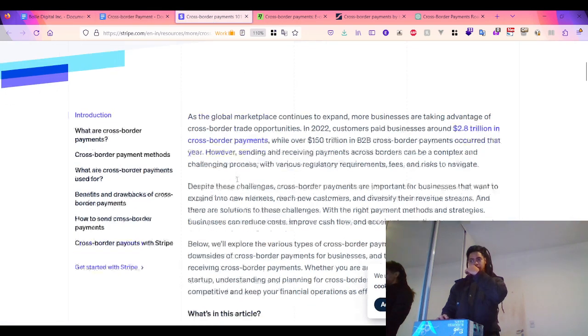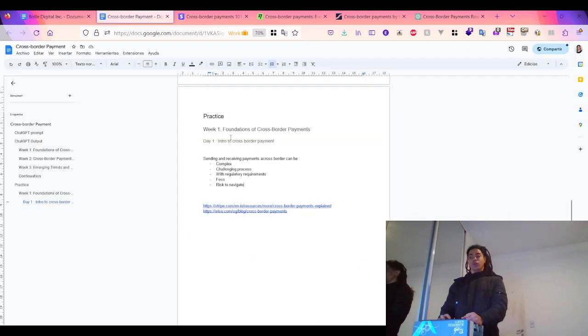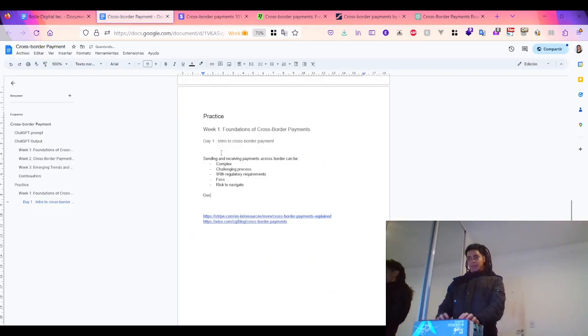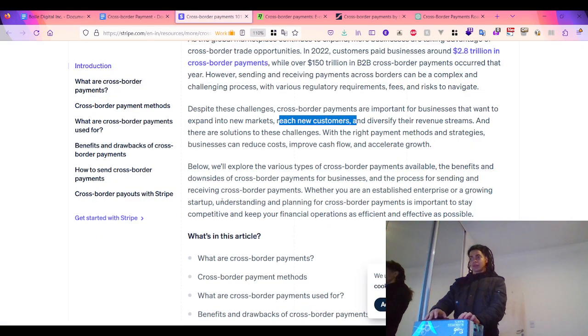And despite this challenge, cross-border payments are important for businesses that want to expand into new markets, reach new customers, and diversify their revenue stream, which is the reason why we go with it. So this is the challenge, and the reason for choosing cross-border payment.